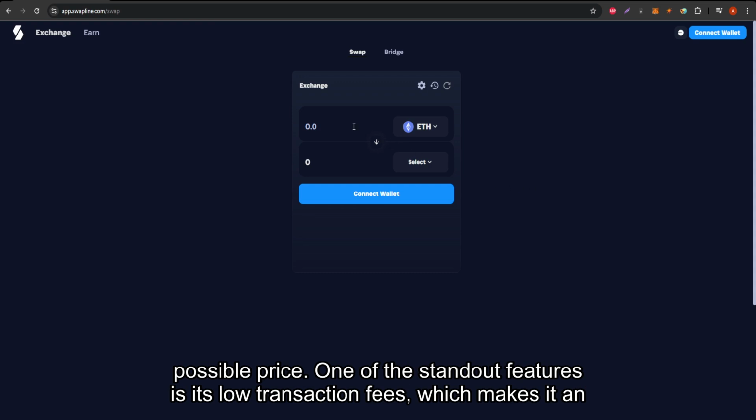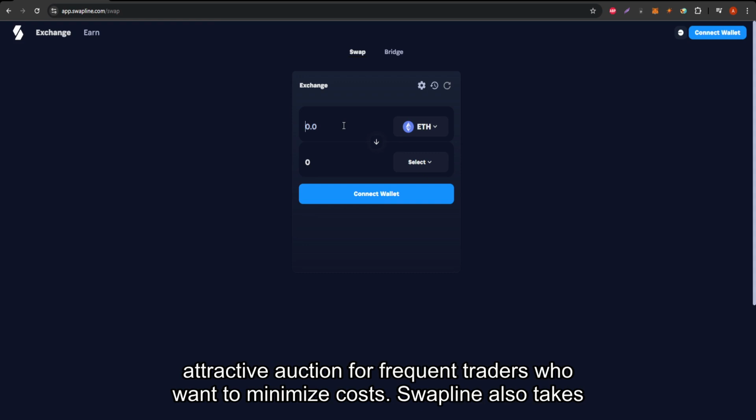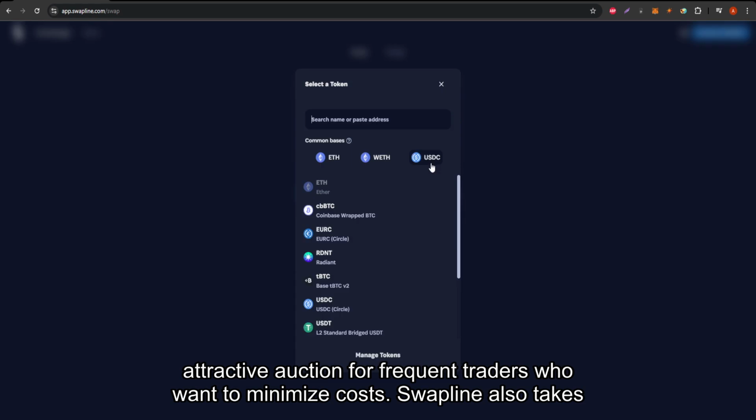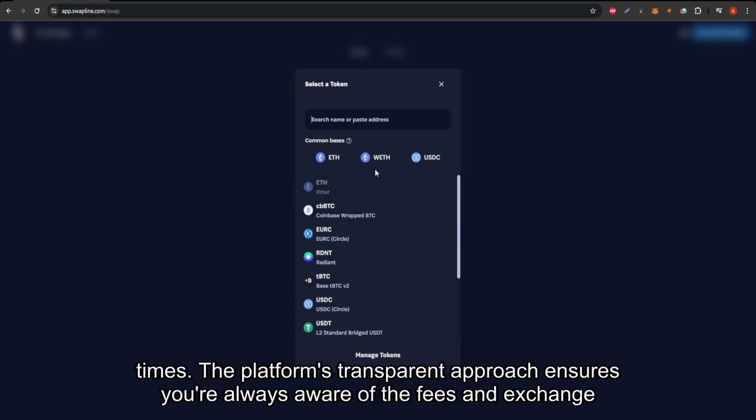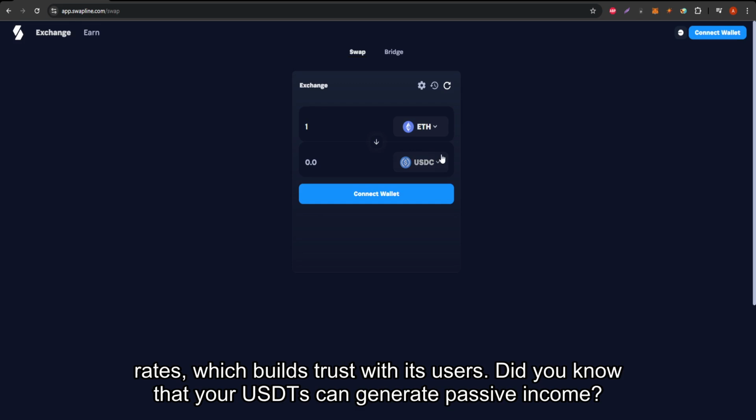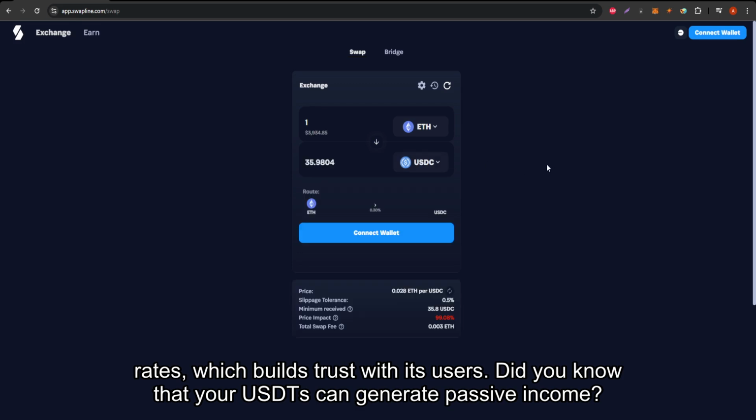One of the standout features is its low transaction fees, which makes it an attractive option for frequent traders who want to minimize costs. Swapline also takes security seriously. With advanced encryption protocols, your data and funds are protected at all times. The platform's transparent approach ensures you're always aware of the fees and exchange rates, which builds trust with its users.